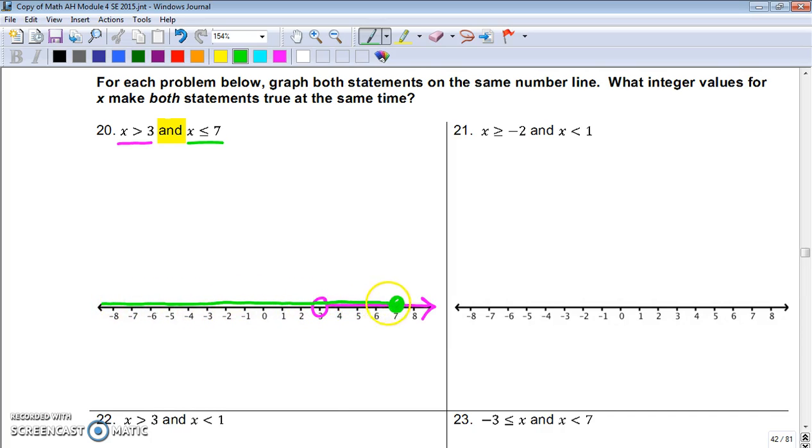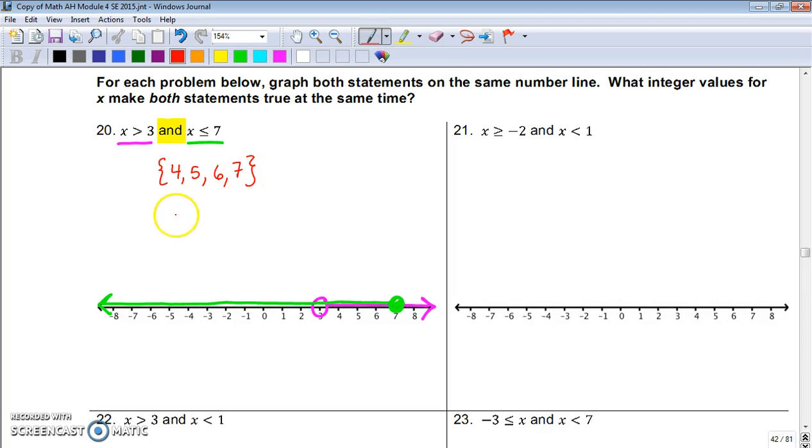I'm going to look to see where pink and green match up. And so what I'm noticing is that the and, or the part that overlaps or that works for both of them, is right in the middle. And so it says what integer values. So my integer values are going to be, well, 3 doesn't work because it's open. I'm looking for values that work for both of them, so that are in between here. So 4 is an integer, 5 is, 6 is, and does 7 work? Well, yeah, it's shaded, it's filled in, and 7 works.